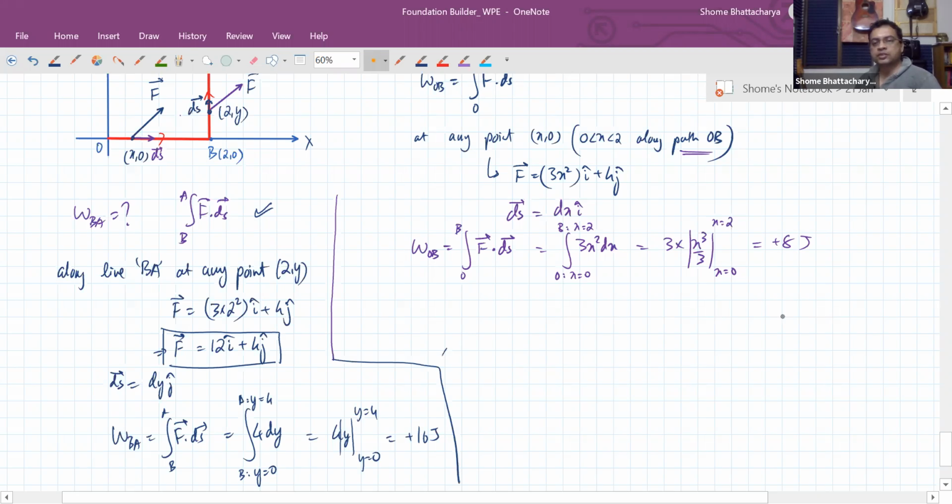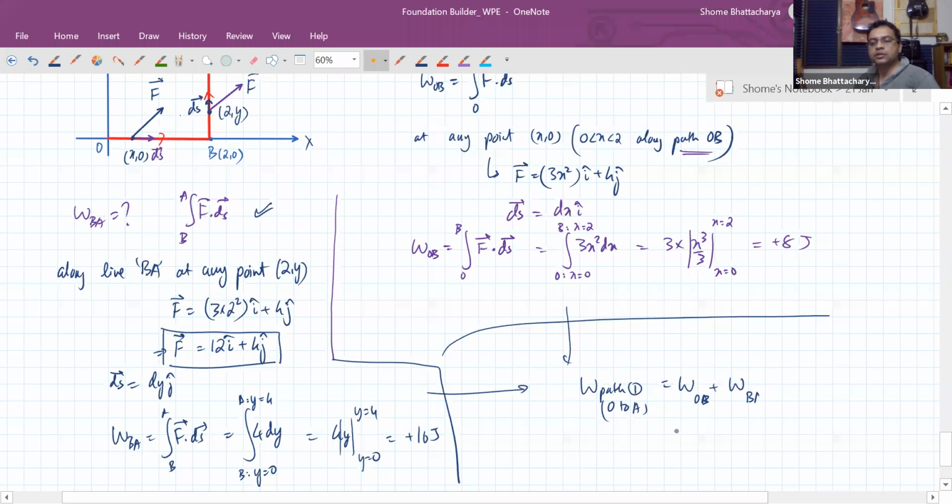Okay. So now with these two work done in place, we can say what is the work done in path 1. Going from the origin to the point A, it is the sum of the work done first going along the x-axis from the origin to the point B, and then going parallel to the y-axis from B to A. So how much is this coming to? This one was 8 joules and this one was 16 joules. So the total work done is becoming 24 joules. So this is how we'll conclude this part. The work done in path 1 by this force is this much.